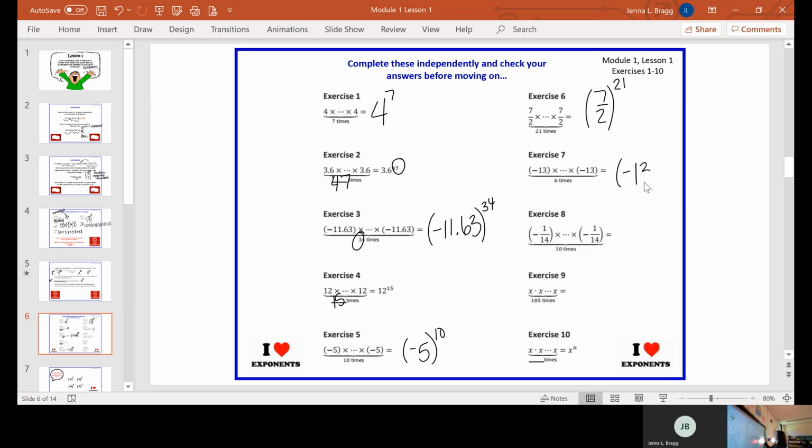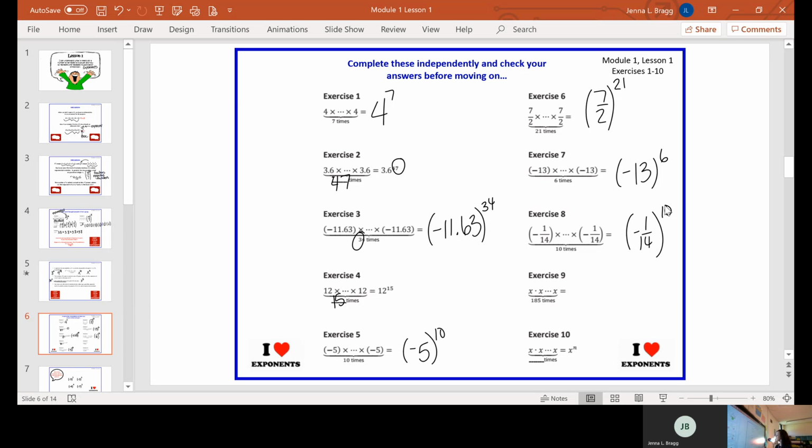Exercise 7 is -13 to the 6th power. Parentheses because it's a negative number. Exercise 8 would be -1/14 to the 10th power. Parentheses because you have both a negative number and a fraction.